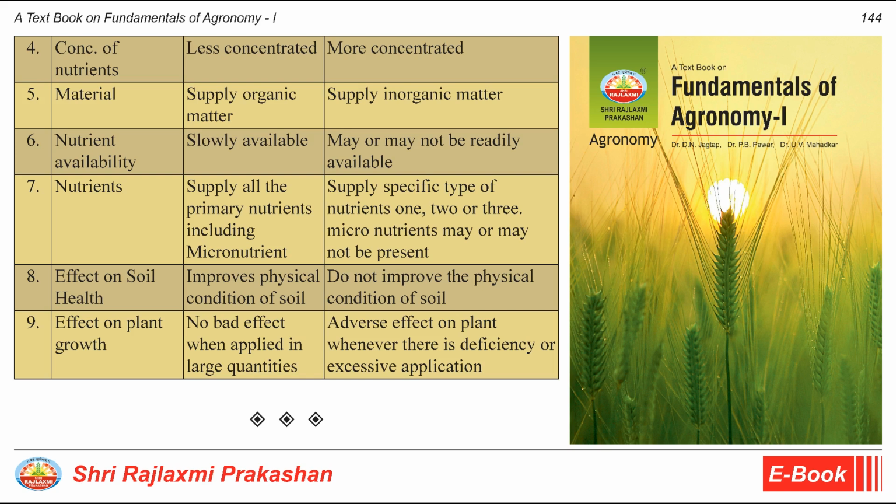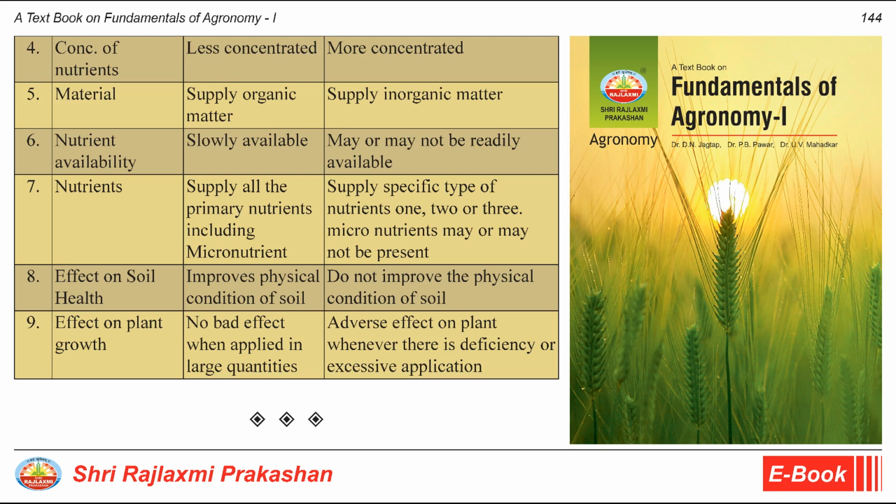Characteristic number 5, material: manures supply organic matter; fertilizers supply inorganic matter. Characteristic number 6, nutrient availability: manures are slowly available; fertilizers may or may not be readily available. Characteristic number 7, nutrients: manures supply all the primary nutrients including micronutrients; fertilizers supply specific types of nutrients, 1, 2 or 3. Micronutrients may or may not be present.